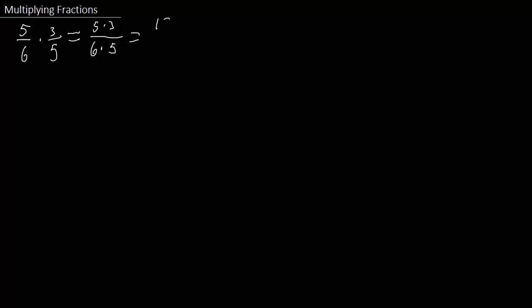And 5 times 3 is 15. 6 times 5 is 30. Okay, so when you multiply fractions, you also want to reduce them. So right here, we can divide both the numerator and denominator by 5. So 5 will go into 15 3 times, and 5 will go into 30 6 times. So we're left with 3 over 6. Well, it looks like we can divide that again by 3. 3 will go into 3 one time, and 3 will go into 6 2 times. So we're left with 1/2.